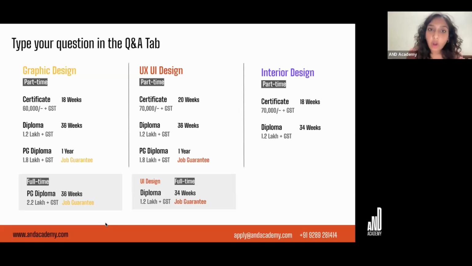Great. Moving on, Blessila has another question. In the interior design course, what is the scope of placement? I think Ruchika and Azhar, I would like you to weigh in on the components of this question.